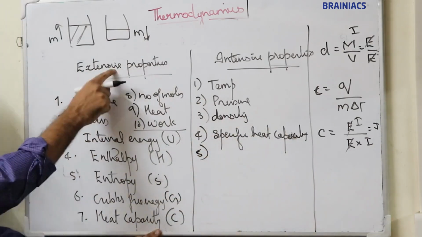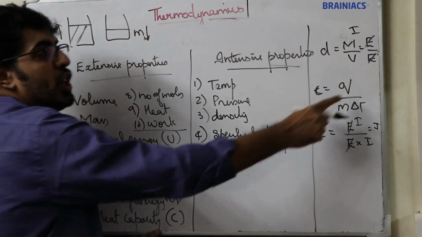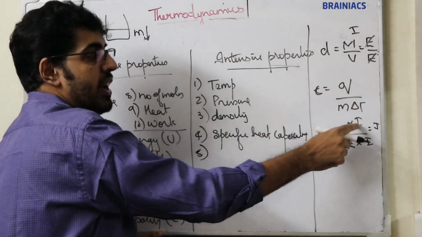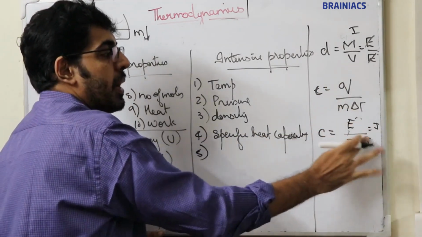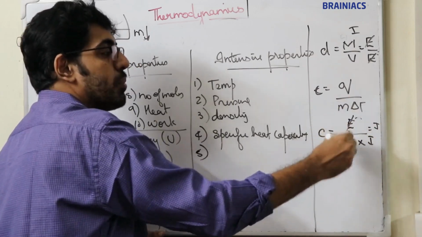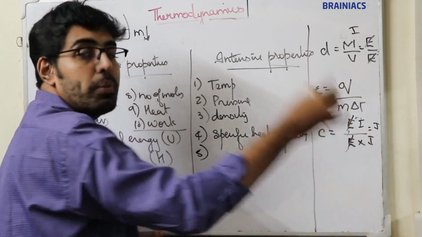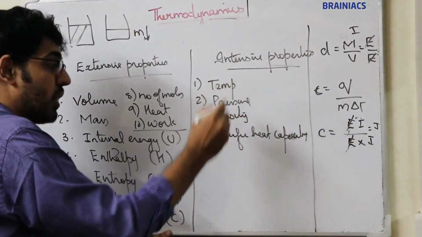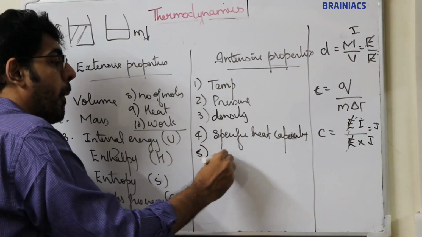Heat capacity is extensive. Specific heat capacity is Q by m into delta T. Q is extensive, mass is extensive, and temperature is intensive. Extensive by extensive, you will get intensive. Intensive by intensive is always intensive. So specific heat capacity is intensive.